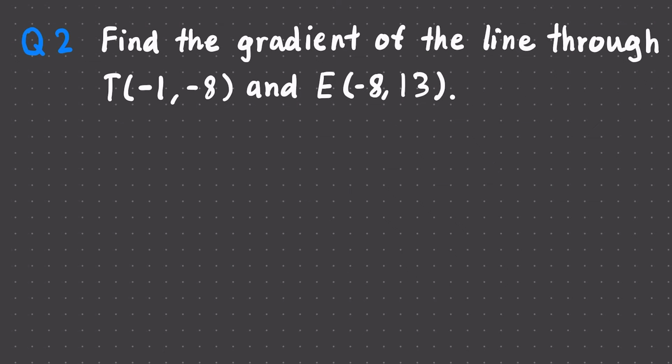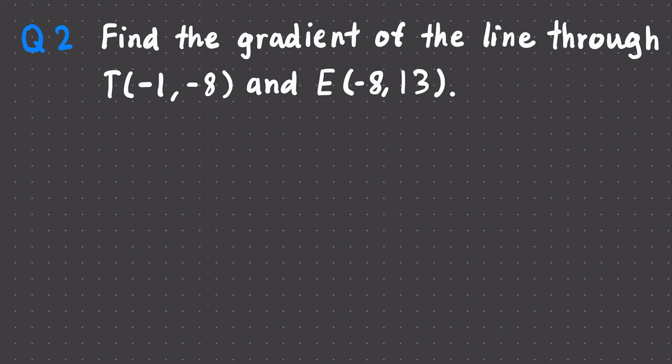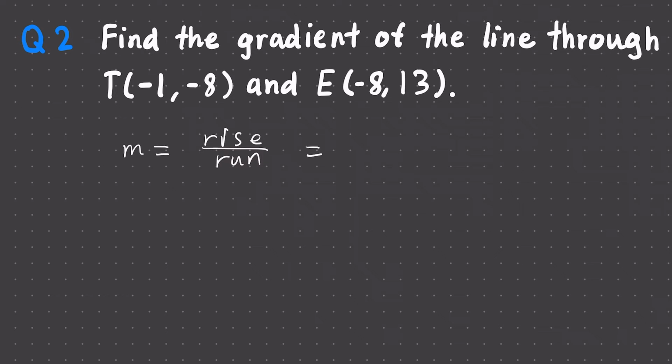Let's move on to the next question. Question 2. Find the gradient of the line through T(-1, -8) and E(-8, 13). So this is the exact same thing where m equals rise over run. You don't have to write this out, but I'm just writing it down so you guys can remember what the gradient formula looks like. So here we have 13 minus 8 over minus 8 minus 1.